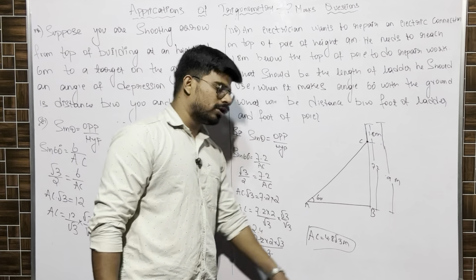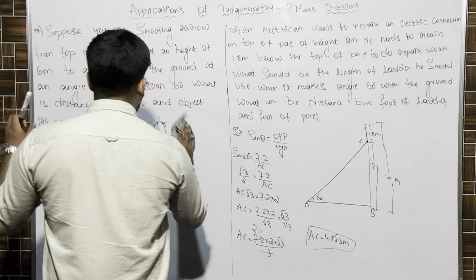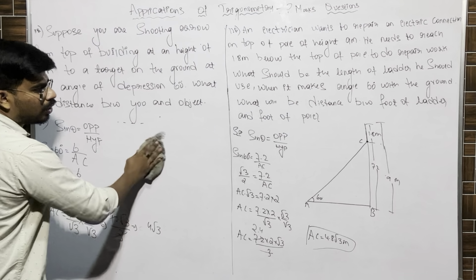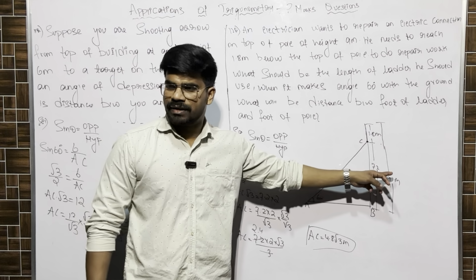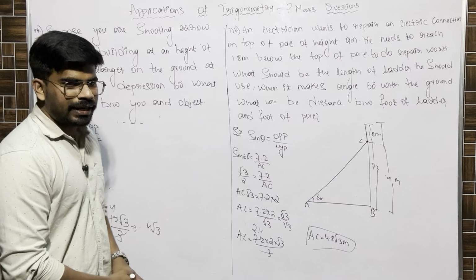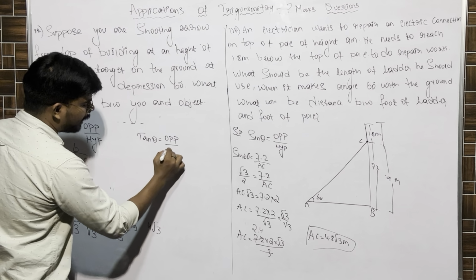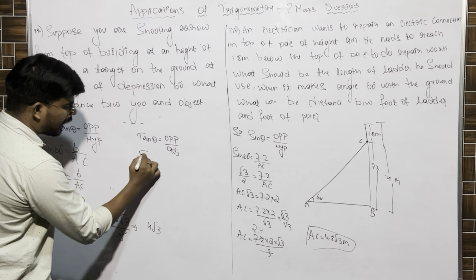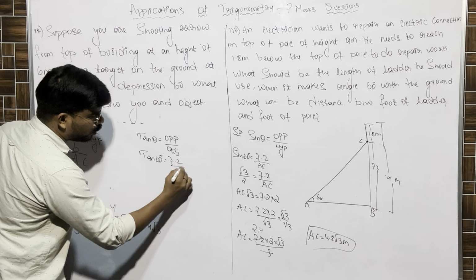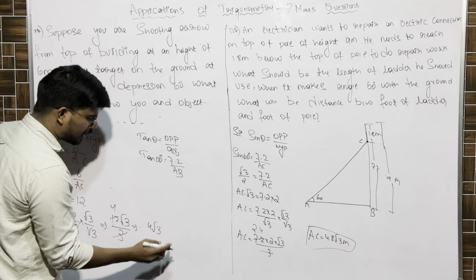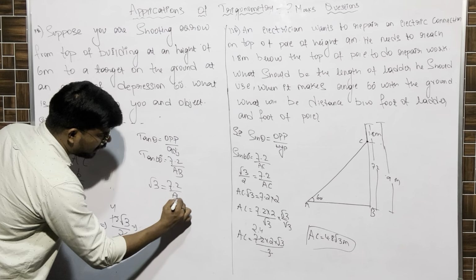Now we have to calculate AB also. AB is nothing but the distance between foot of the tower to foot of the ladder. With respect to this 60 degree, opposite is 7.2. Opposite by adjacent, tan theta. Tan theta is equal to opposite by adjacent. Tan 60 is equal to opposite 7.2 by adjacent AB. Tan 60 is root 3. Root 3 is equal to 7.2 by AB.